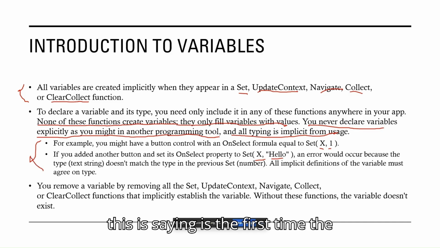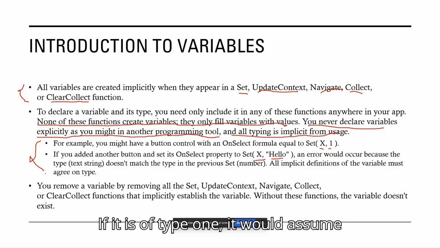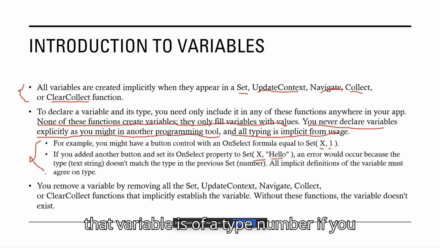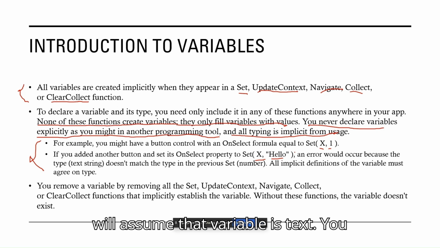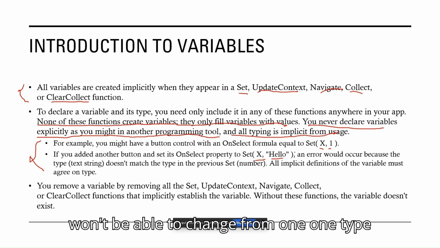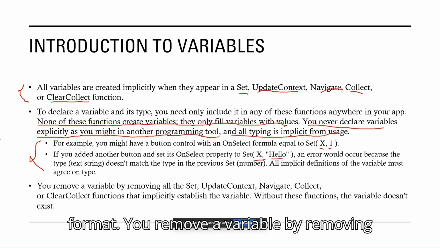So all this is saying is the first time the variable is triggered using the set command, it will look at the type. If it is of type 1, it would assume that variable is of a type number. If you set the value of a variable as text when you first declare it, it will assume that variable is text. You won't be able to change from one type to another by just setting the variable into another data format.